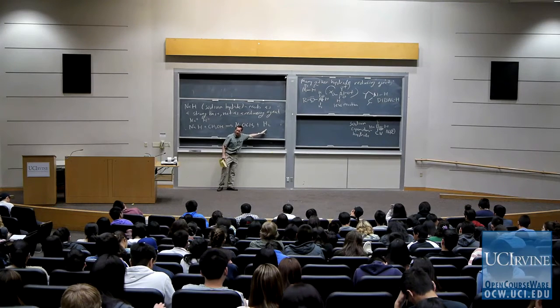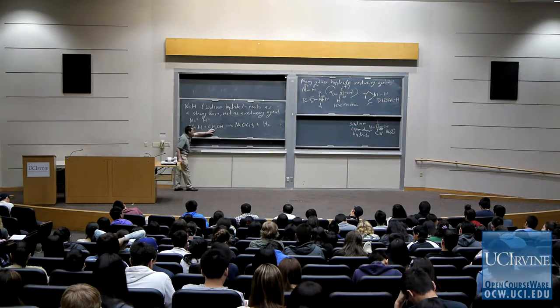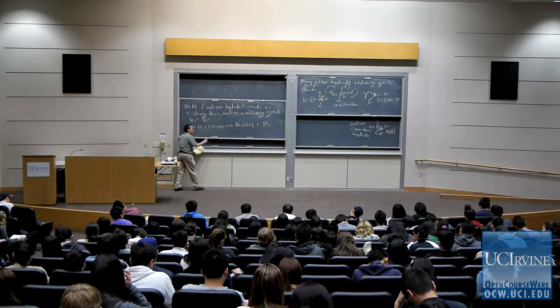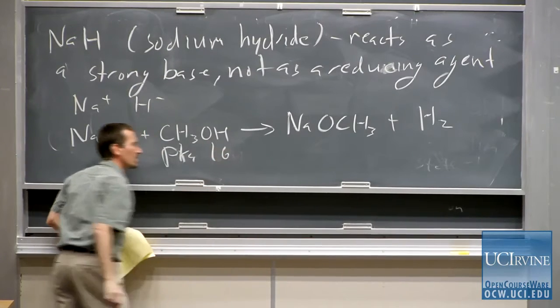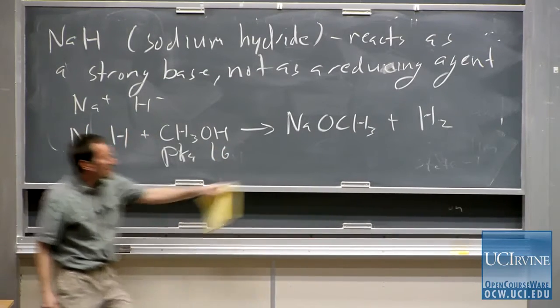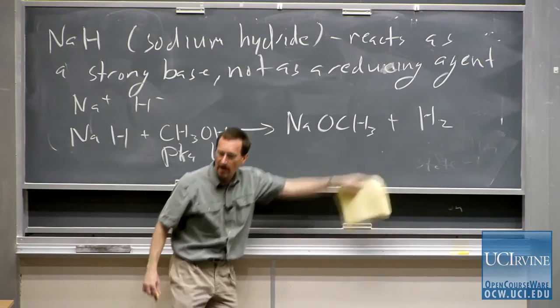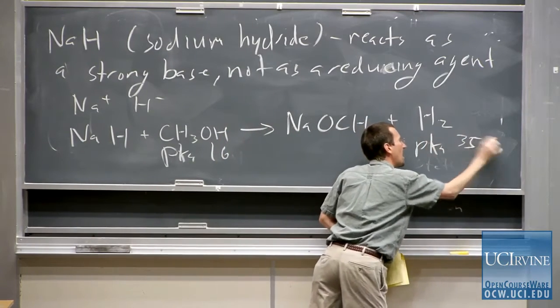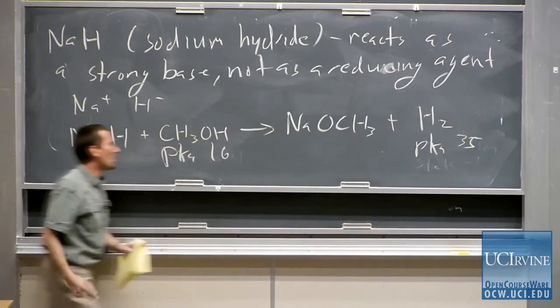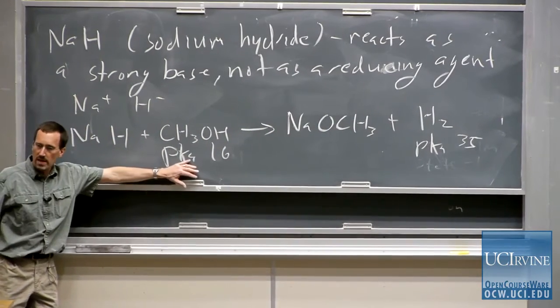So this is an acid-base reaction. The methanol is an acid, pKa about 16 or 17. The hydrogen is an acid on this side of the equation. Its pKa is about 35. It's a very weak acid, whereas methanol is just a weak acid.